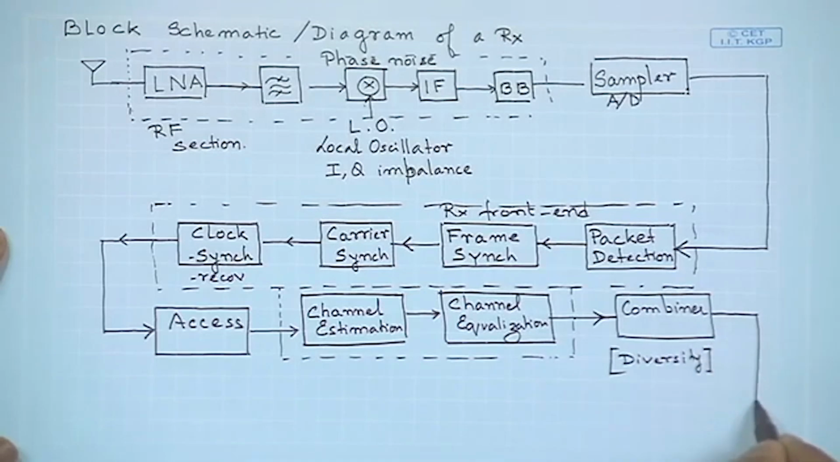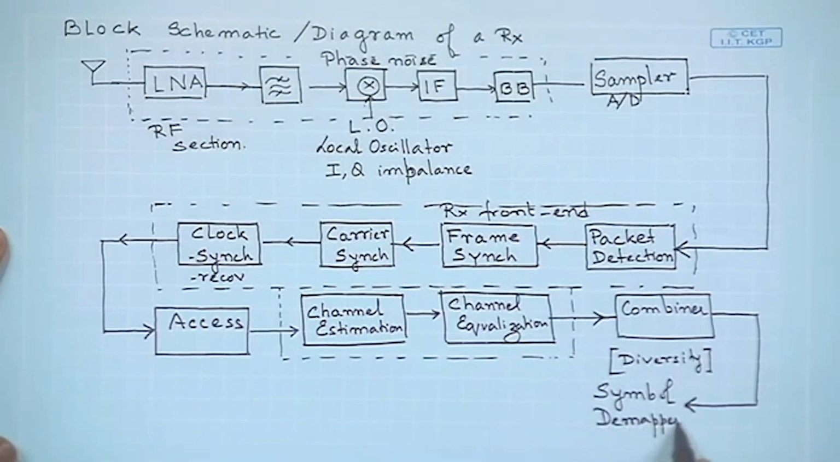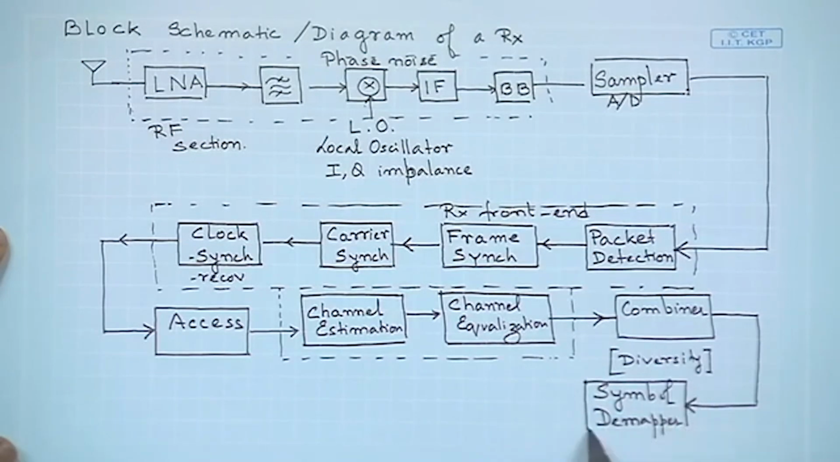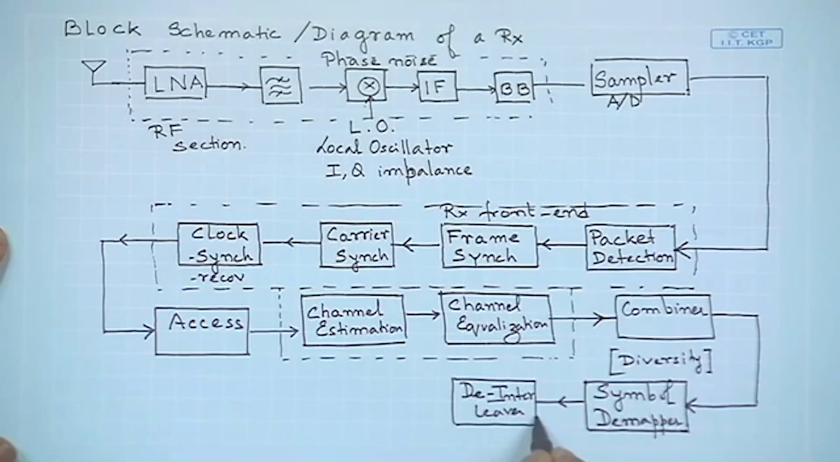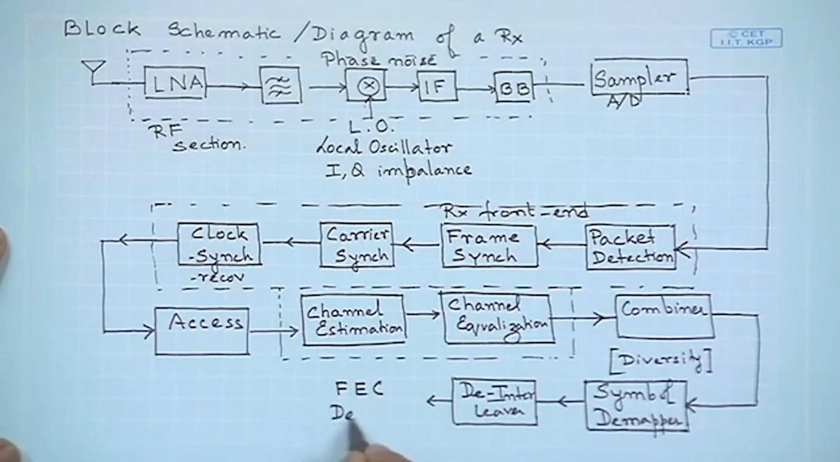So, once you are through with the combiner, the next block that you would encounter is the symbol demapper. This is the opposite of the symbol mapper, we will discuss it of course. Followed by the symbol demapper, we will now have the opposite sequence, interleaver, de-interleaver. We had an interleaver at the transmitter, now we have a de-interleaver. Once you are through with the de-interleaver, you will have the FEC, that is the forward error correction code decoder. This is decoding the forward error correction code.